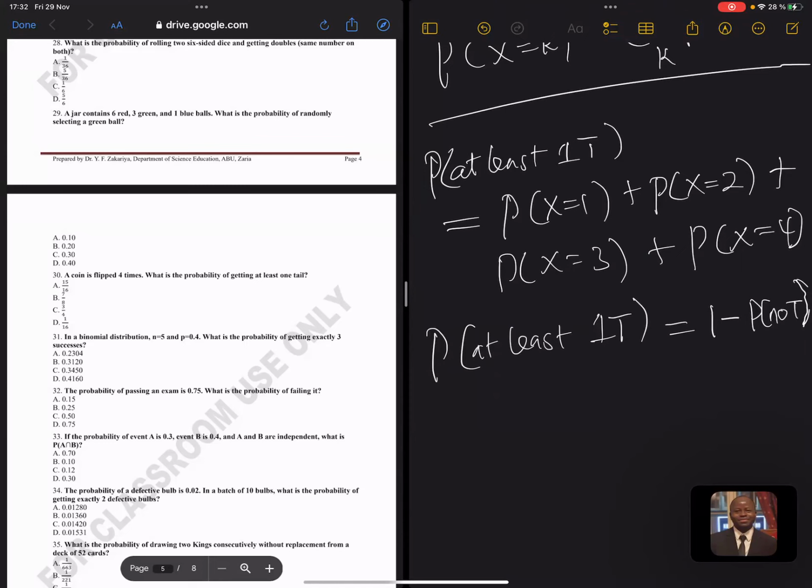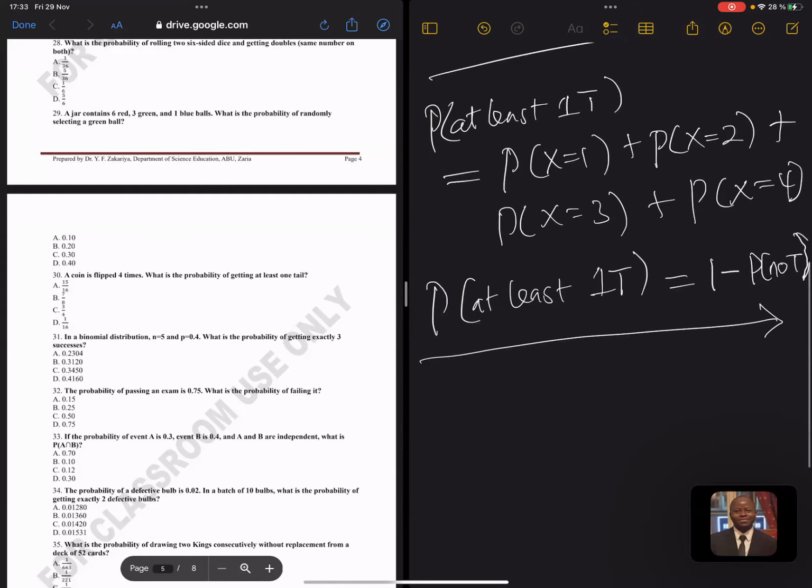So if you use this first method, you will pass through how many calculations? 1, 2, 3, 4. But if you use the shorter approach, it will be easier for you to get to where you are going using your knowledge of complement. So we can have the probability of no tail, that is x equals 0.